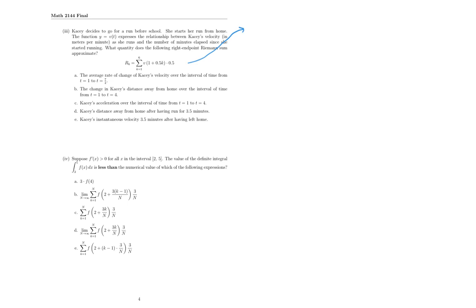So when k equals 1, if I plug 1 in, I'll get v of 1 plus 0.5, so v of 1.5 times 0.5, plus when k equals 2, I'll get v of 2 times 0.5, plus, and I keep going, and the very last one, when I plug in 6, I'll get 1 plus 0.5 times 6, so 1 plus 3, so that'll be v of 4 times 0.5.